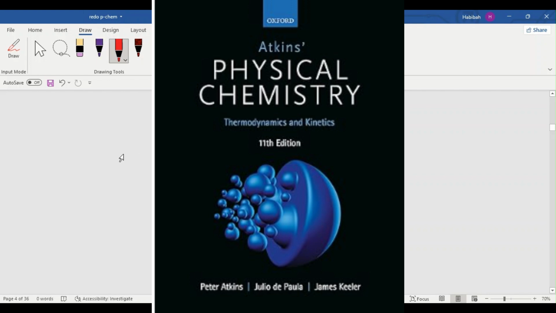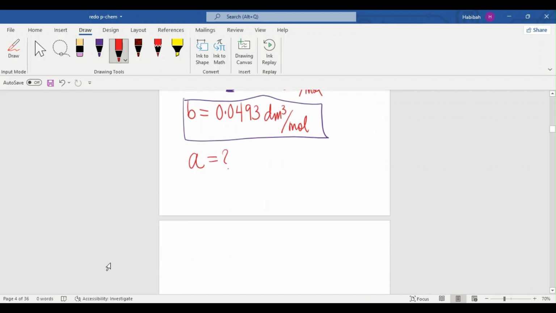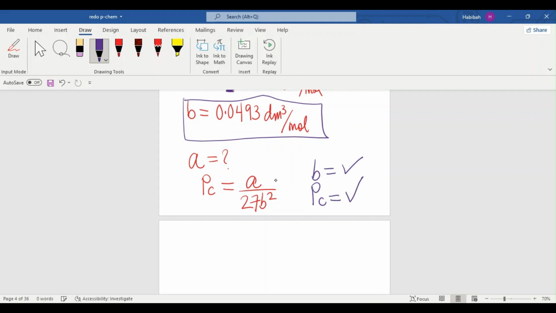Looking at the physical chemistry Atkins textbook, we see the formula to find A using our critical values for ethane. It's important for you to know that the critical pressure PC is equal to the van der Waals parameter A divided by 27B squared. We already know the value for B because we just solved for it. We know the value for PC because it was given. So we can simply solve for A.